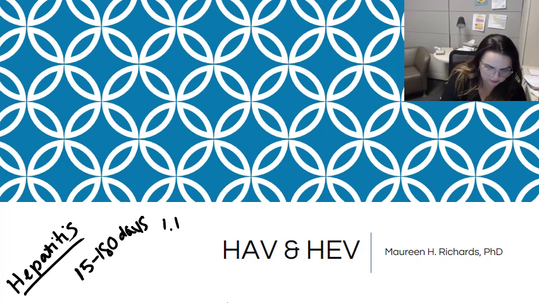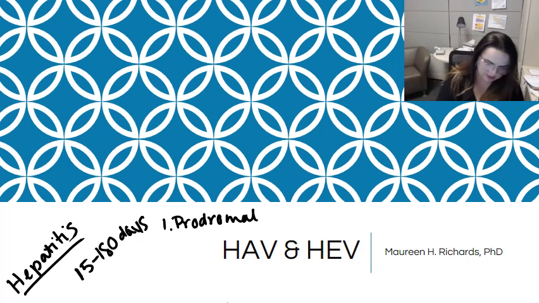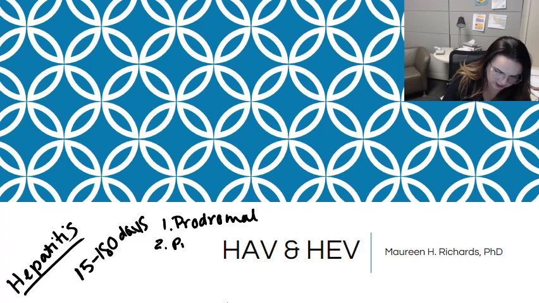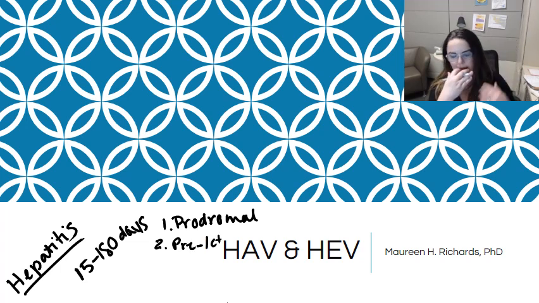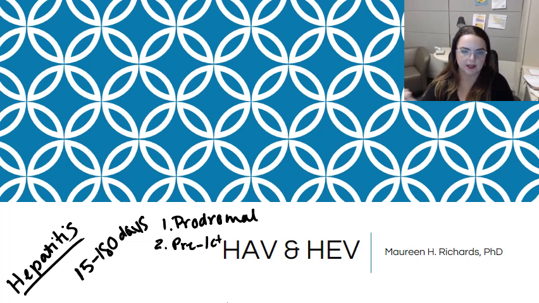The first is just kind of a prodromal phase. That is pretty similar to any other viral infection. It's malaise, low-grade fever, rash, arthralgia, things like that. Then you have what's known as the pre-icteric phase. This is basically characterized by anorexia, nausea, vomiting, headache, food aversion, and some right upper quadrant pain as that liver begins to get involved, and diarrhea.